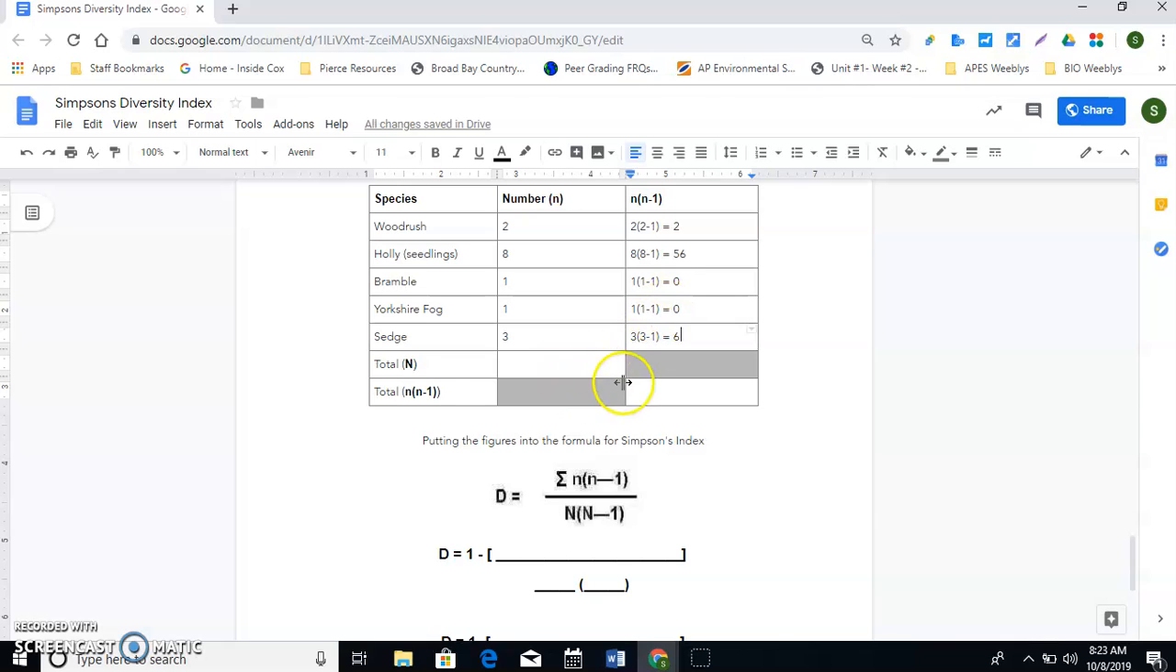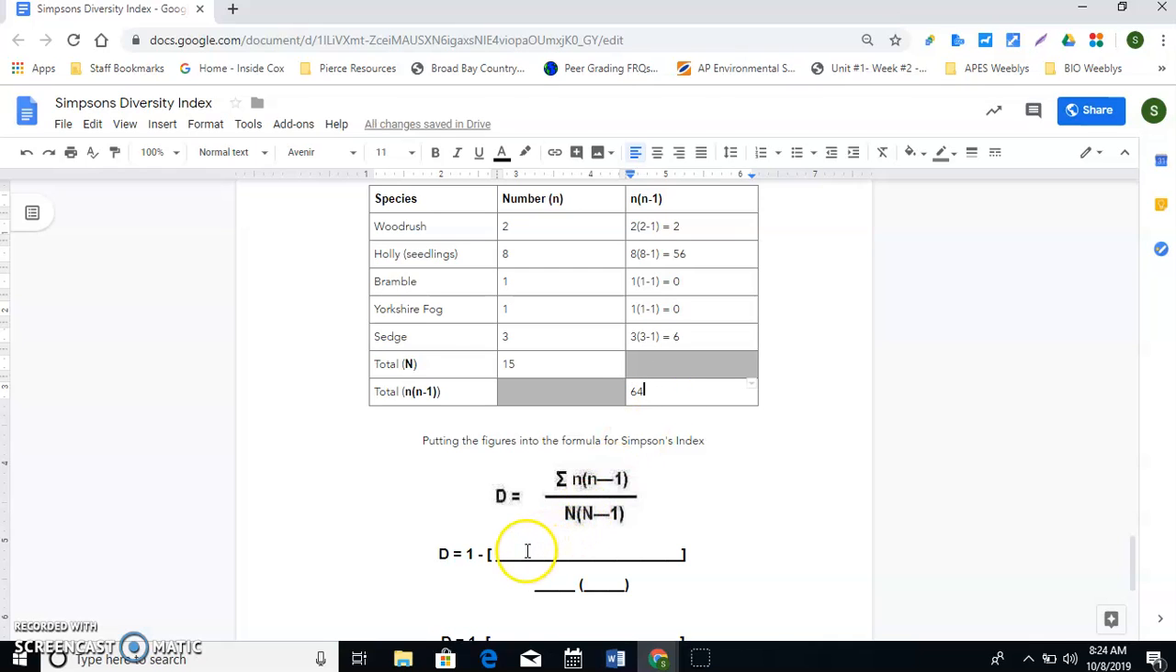Now I've got to find my 2 numbers. Let's find my total number of organisms. Remember, little n is the individuals of a species, so 2 wood rush. My big N is my total number in all. So 2 plus 8 is 10, plus 1, 11, plus 1 is 12, plus 3 is 15. And remember, you are allowed to use a 4-function calculator with these. 2 plus 56 is 58. 58 plus 6 is 64.